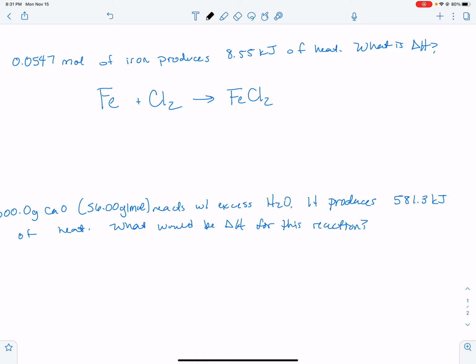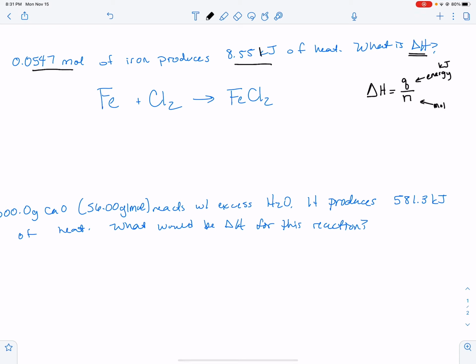This is some of the easiest math you'll do in this chapter. So the problem gives you a mole amount and a kilojoule amount, and it wants you to solve for delta H. What we know is that delta H is equal to Q, that's our heat energy, divided by N, which is our moles. So energy and moles. And traditionally it's in kilojoules.